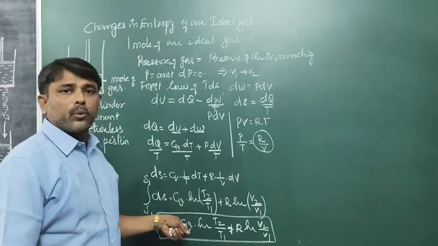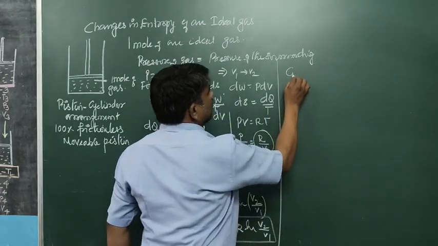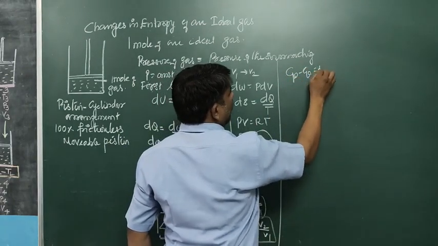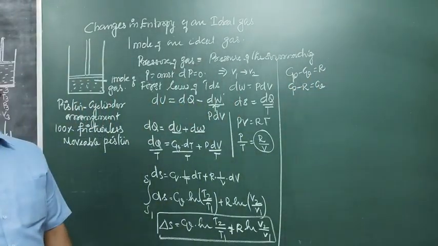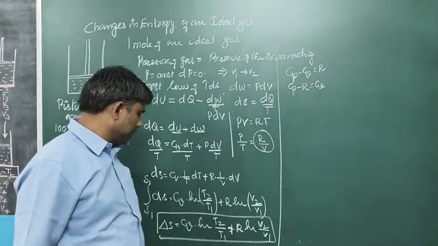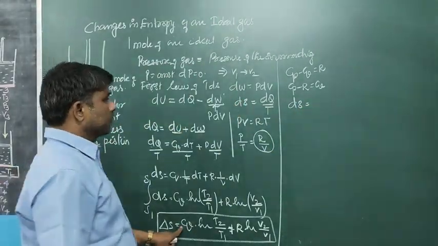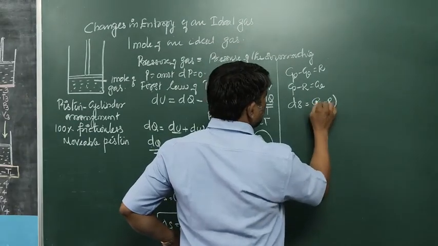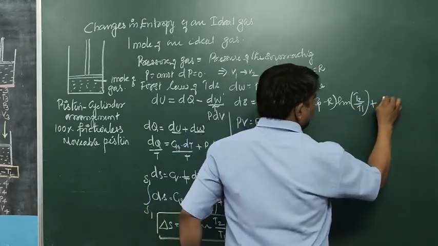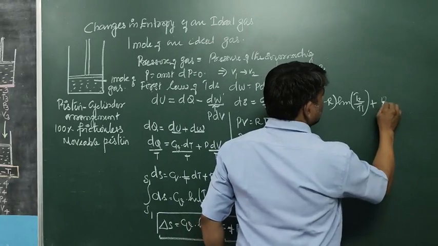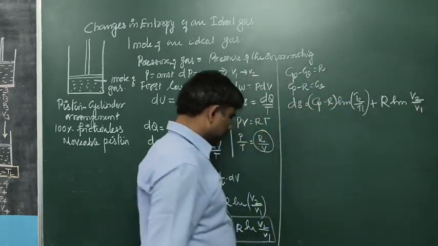Instead of Cv, I am going to write the similar equation in terms of Cp. Cp minus Cv is equal to R, so Cp minus R is equal to Cv. Substituting Cp minus R for Cv, the change in entropy of an ideal gas is (Cp − R) ln(T2/T1) + R ln(V2/V1). Clear?